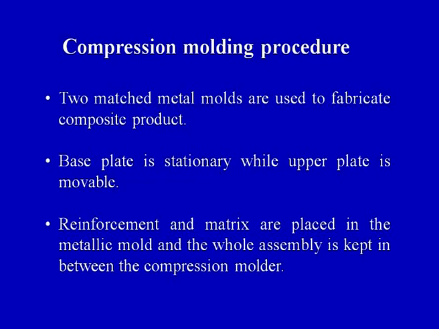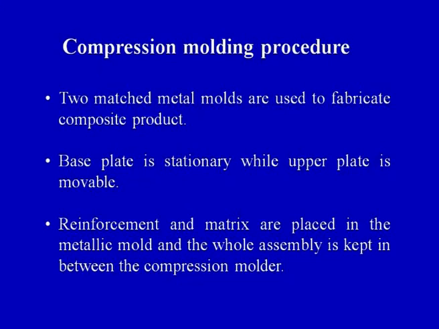So, we have seen the basic principle and we have seen what type of raw materials can be used. In raw materials, the maximum applications of the compression molding process are for glass fiber, carbon fiber and aramid fiber composites. Now, the basics of the compression molding procedure we have already seen. In this particular case of compression molding process, two matched metal molds are used to fabricate the composite product. So, we have two matched metal molds.